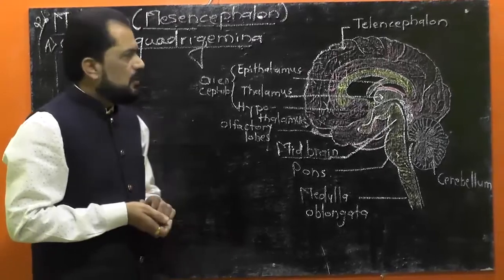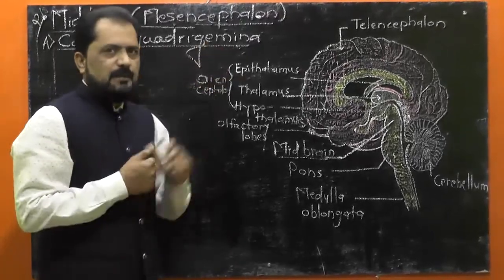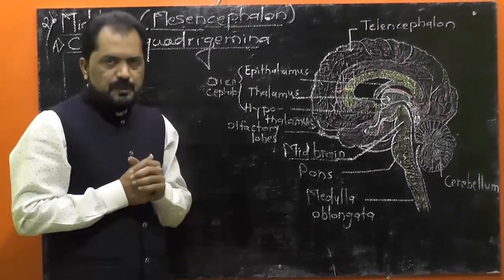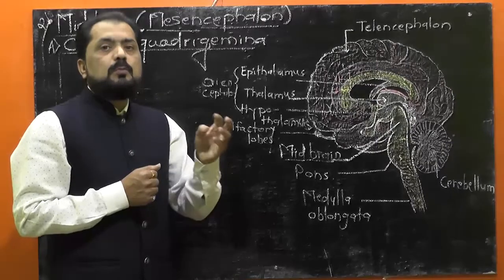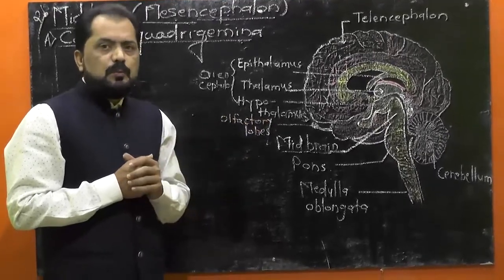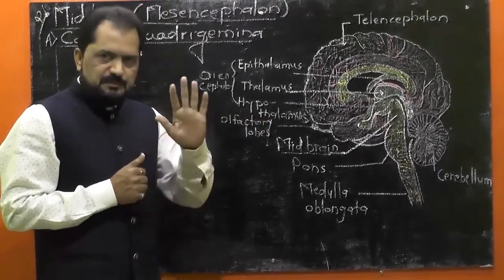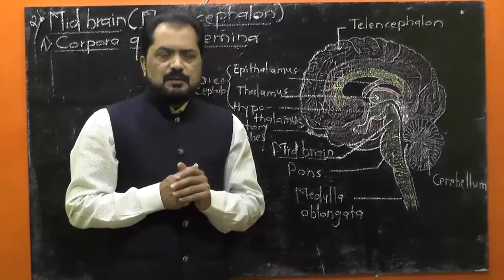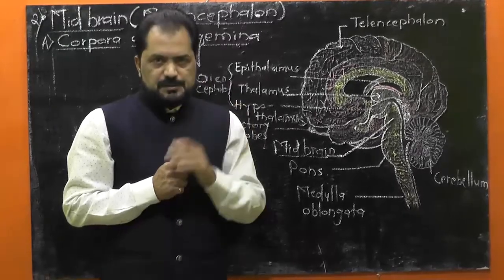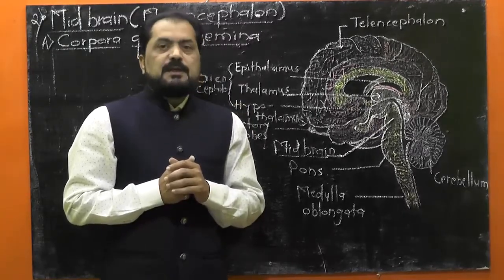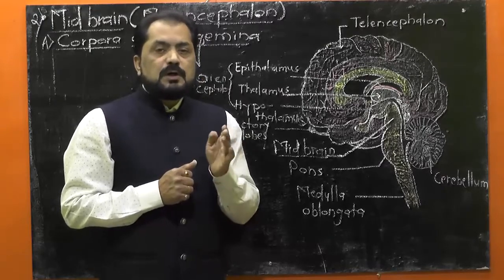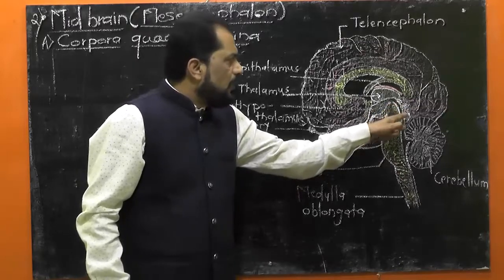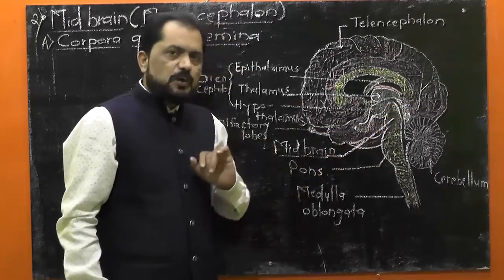First of all, let us talk about the corpora quadrigemina. Here quadra stands for four. Quadrigemina means a group of four bodies or group of four structures. Let me tell you, corpora quadrigemina are four rounded bodies. Corpora quadrigemina is a group of four rounded bodies present in the thick dorsal wall of the midbrain. Please look at the diagram.